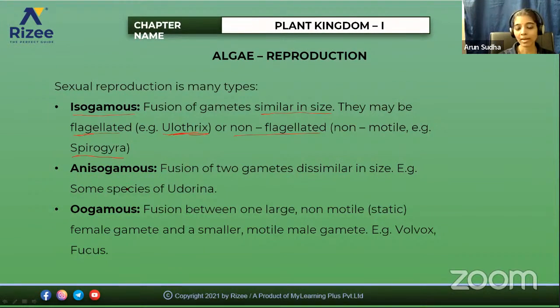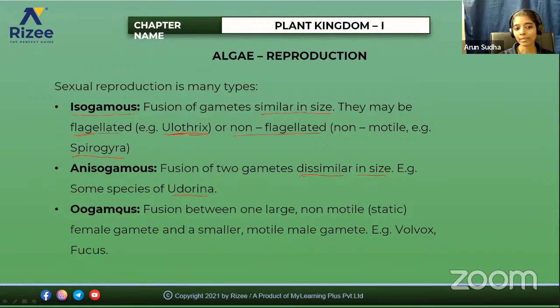And in the case of anisogamous, it is fusion of two gametes dissimilar in size. Sexual reproduction means it involves two gametes. So if both the gametes are similar in size, it is isogamous. And if both the gametes are dissimilar in size, it is anisogamous. And here the example is some species of Eudorina. It comes under the anisogamous.